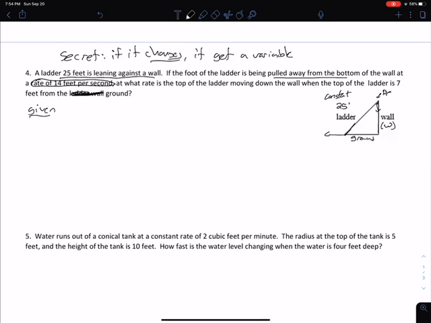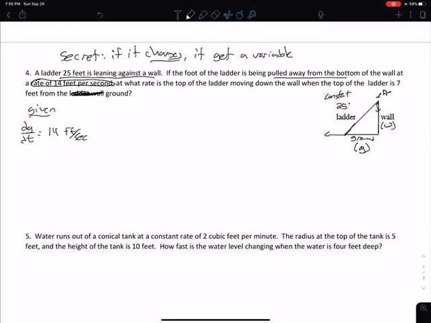Next, what about the bottom of the ladder and the ground? Of course this is going to change. So we're going to just call that G. Right, so now that we have everything, now we're going to go ahead and write out our givens. The first thing we're told is that the ladder is being pulled away from the bottom of the wall at 14 feet per second. So let's talk about the change in the ground distance. So that's going to be the change in the ground distance over the change in time. And the distance is getting further, so it's going to become 14 feet per second.